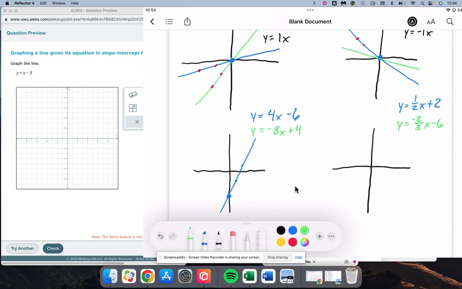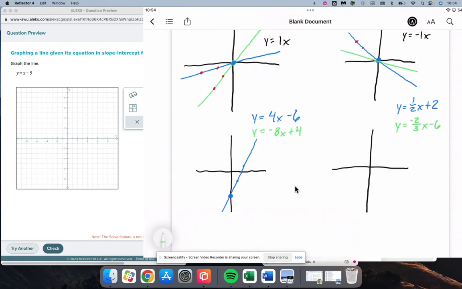Now with the green one, we have a slope of negative 8, and our y-intercept is positive 4, which means that we're going to be starting up here on the y-axis at positive 4. And then we would be going down 8 and to the right 1. And so that would make it look something like that. And we would have our green line graphed looking something like that.